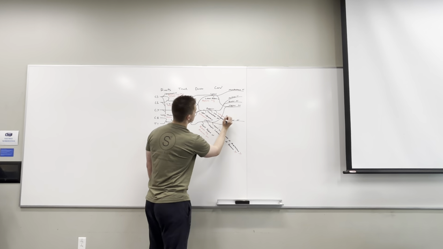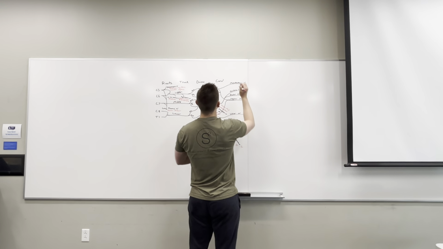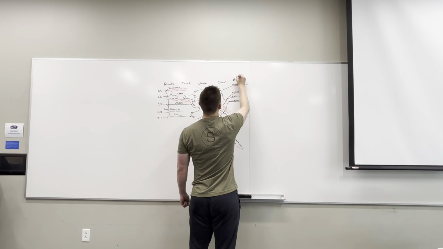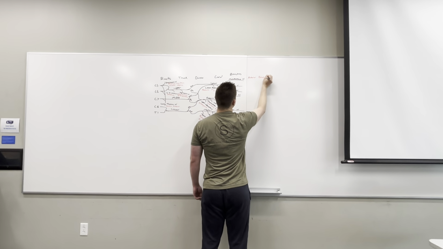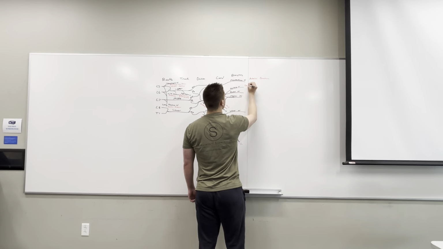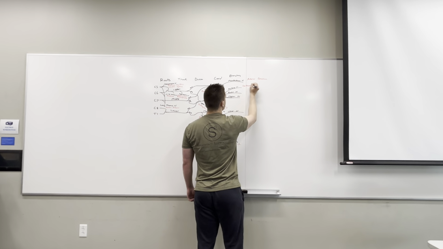Okay, now let's go over, I forgot to write. These are the branches. So the musculocutaneous nerve innervates the anterior brachium. Axillary nerve innervates the deltoid and teres minor.